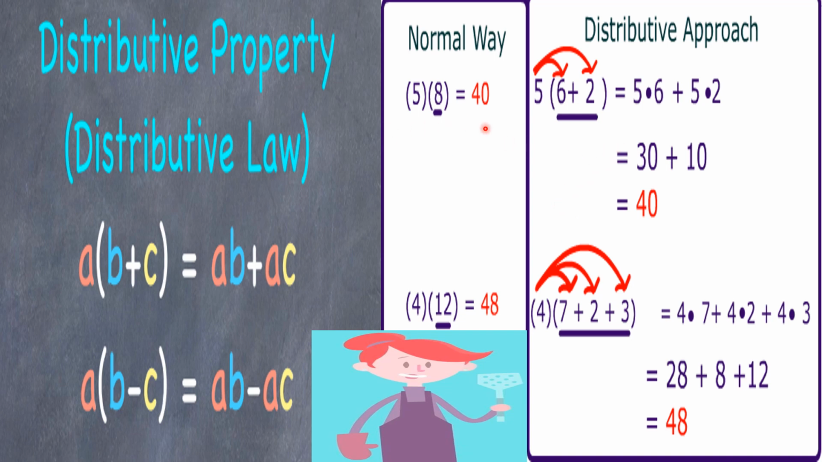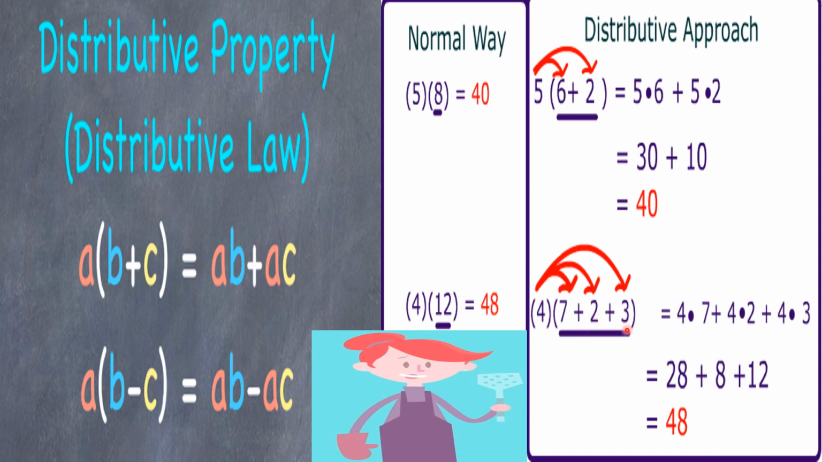Suppose you have a big number; if you follow this approach of splitting the number into the form of addition, your calculation becomes simpler. Let us see one more example. 4 into 12 is 48. I can split this 12 as 7 plus 2 plus 3.